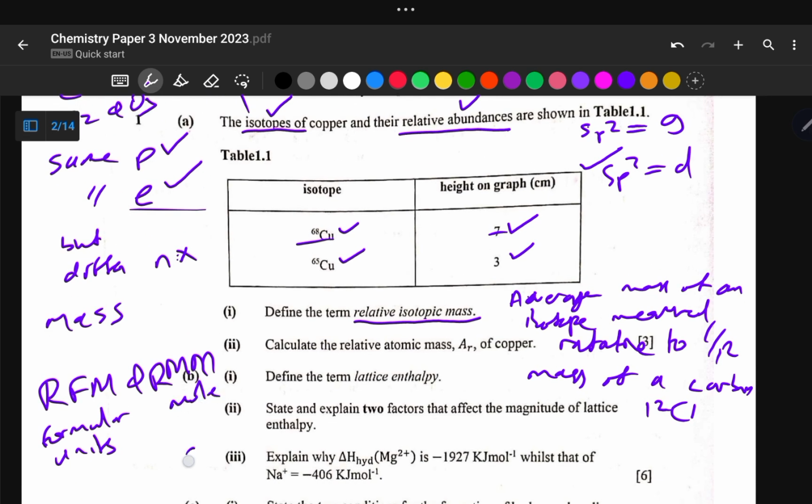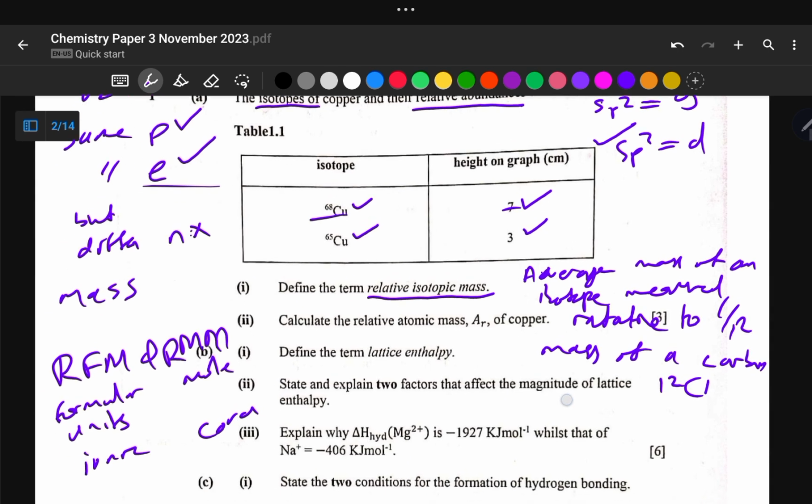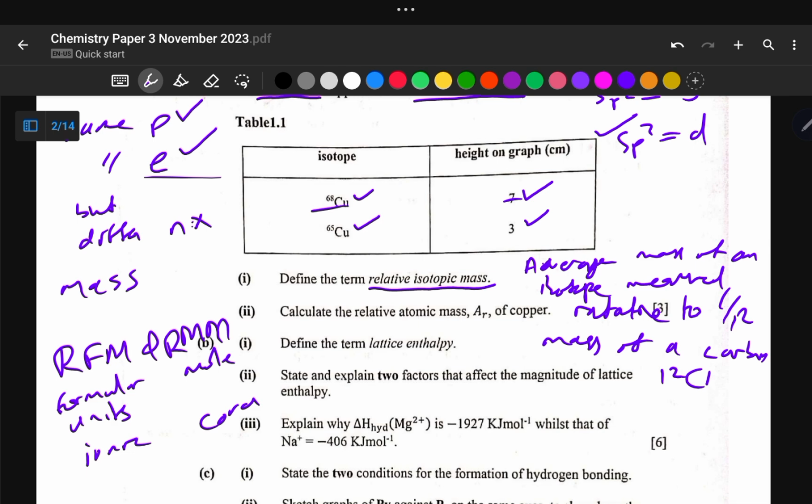So this one is for covalent compounds, and this one is for ionic compounds. You should know the difference between the two. Relative formula mass is defined as the average mass of the formula units found in an ionic compound measured relative to 1/12 the mass of a carbon-12 atom. Relative molecular mass is defined as the average mass of a molecule measured relative to 1/12 the mass of a carbon-12 atom. That is the definition you need to be aware of.